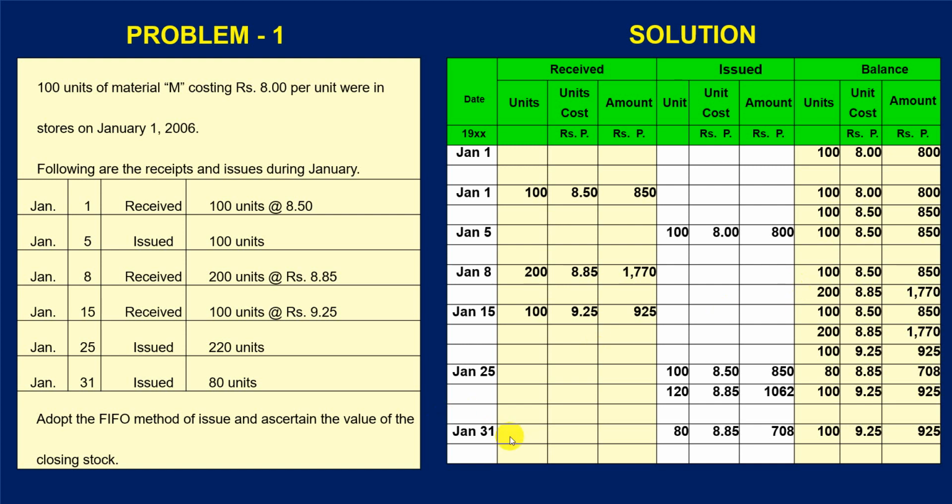And on January 31st again we have issued 80 units. These 80 units have to be issued from the first lot. So only the balance of 100 units is here, which costs 9 rupees 25 paisa. The closing balance is 100 units at 9 rupees 25 paisa, and the closing balance comes to 925. So the answer is completed as closing stock of 925 rupees.